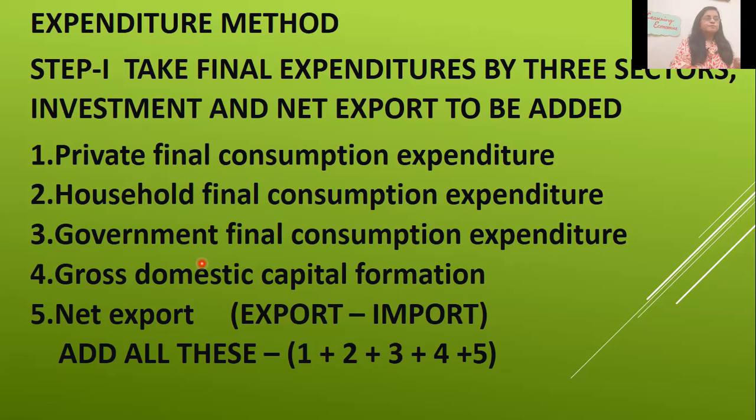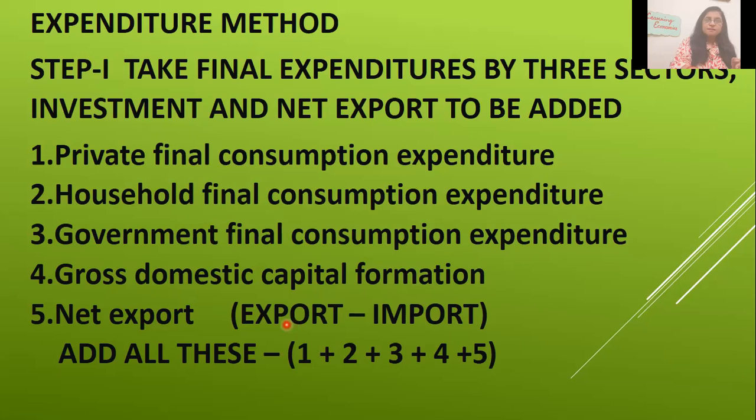last year. Then gross domestic capital formation, it is total investment done during an accounting year. It includes depreciation also, that is why it is gross. Gross domestic capital formation means the capital formed, the investment done in the whole country. And then net export is taken. Net export means export minus import. When we buy from abroad, it is import, and when we sell to abroad, it is export.